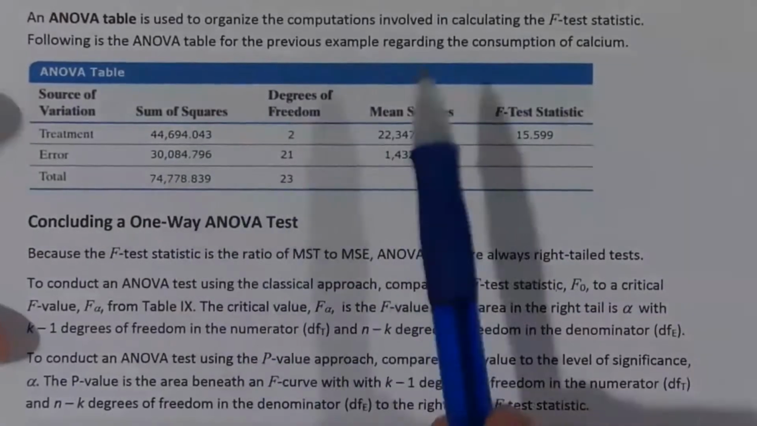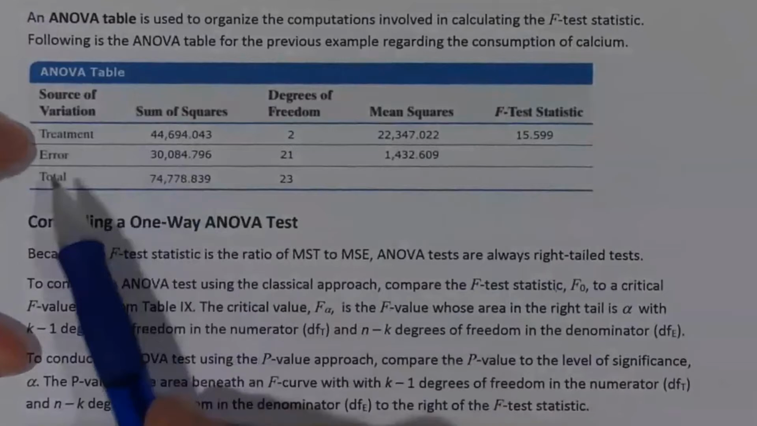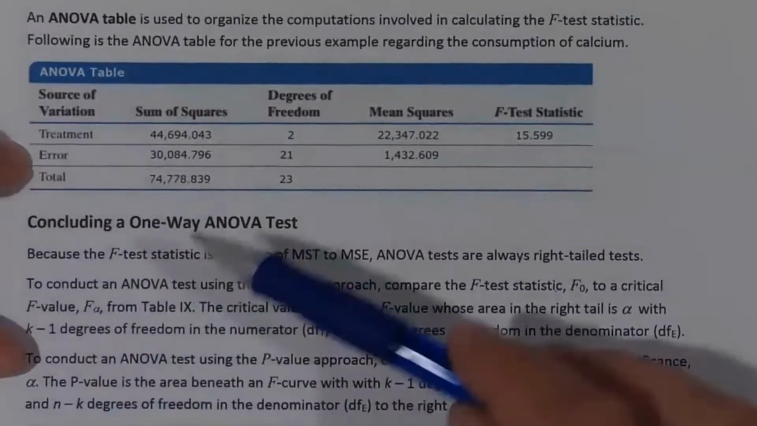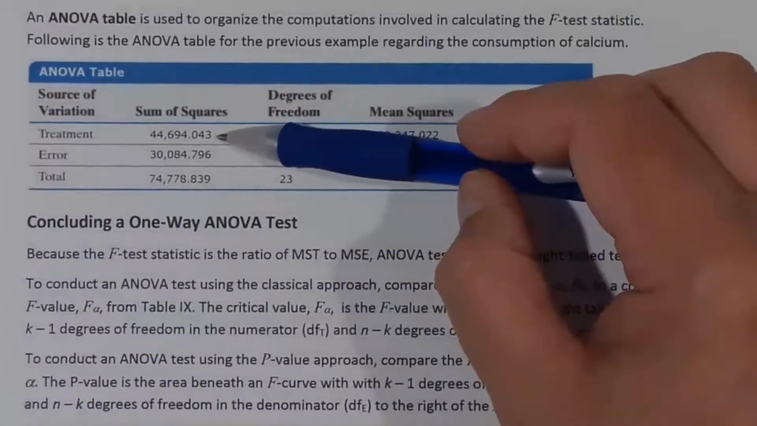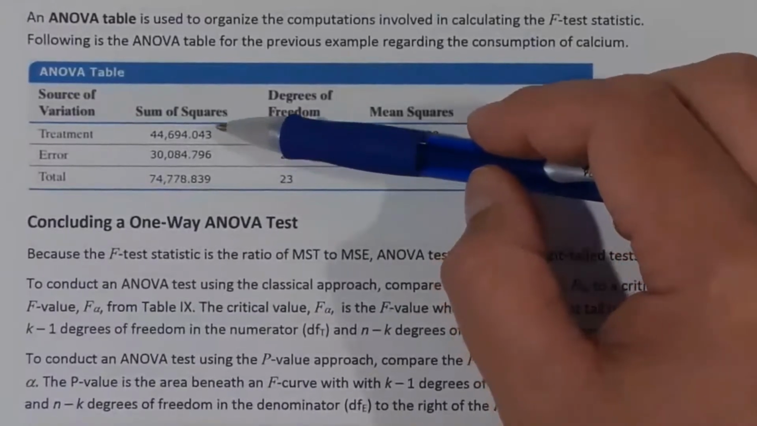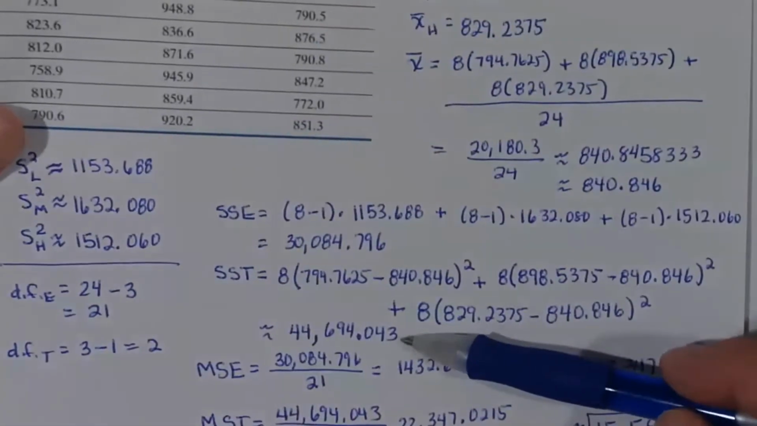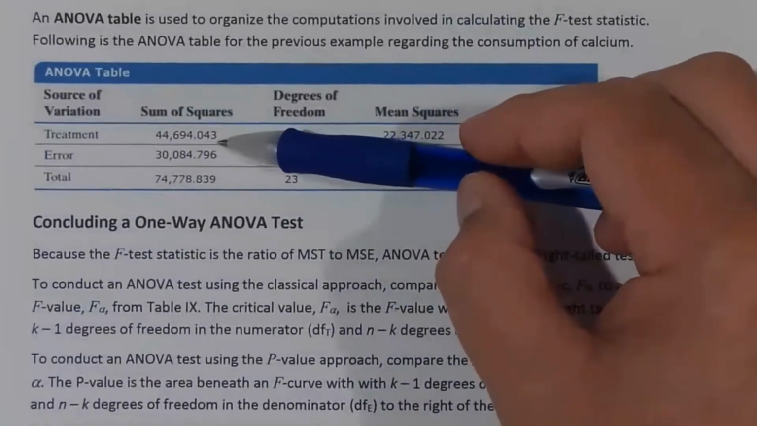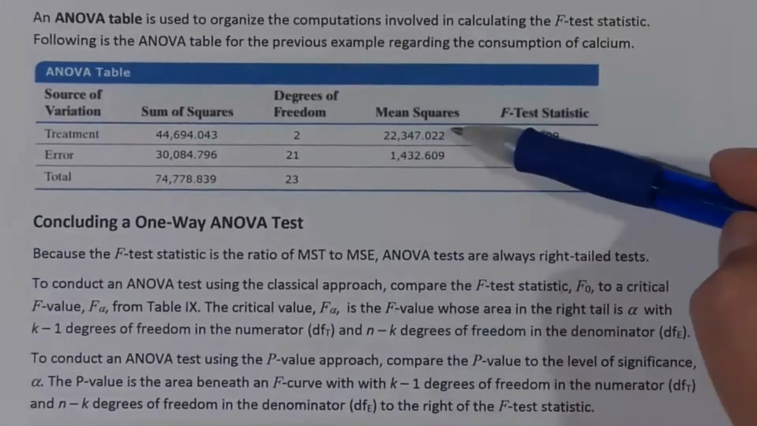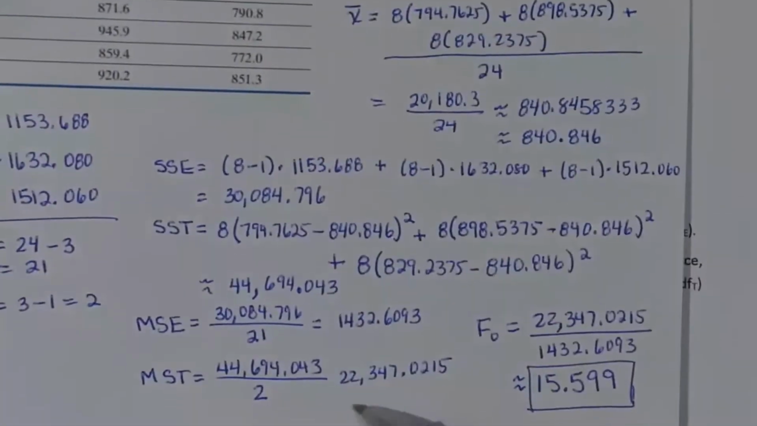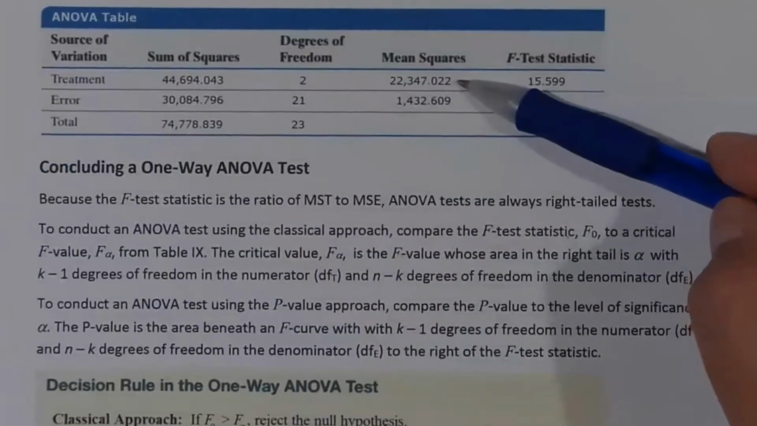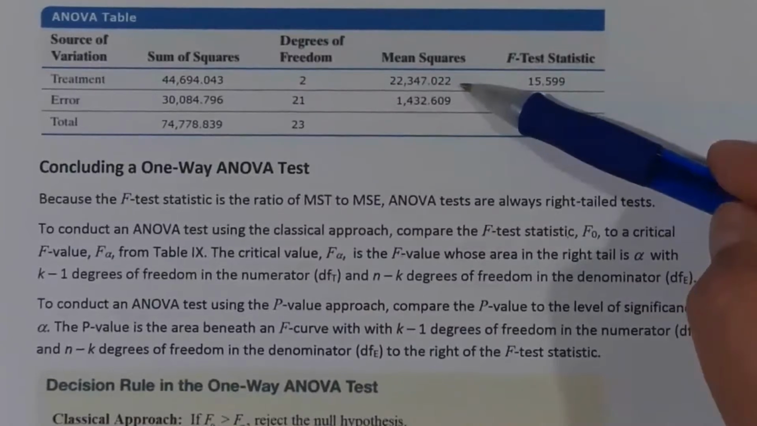So for example, what I've got here in the ANOVA table is the source of variation. Is it variation due to treatment or is it the variation due to error? So the variation due to treatment is 44,694.043. And that is what we found right here by hand. So I've just organized that there. There were 2 degrees of freedom due to treatment, so I've put that right there. And the mean squares due to treatment is right here, 22,347.0215. I rounded to 022 here, but that is that information.